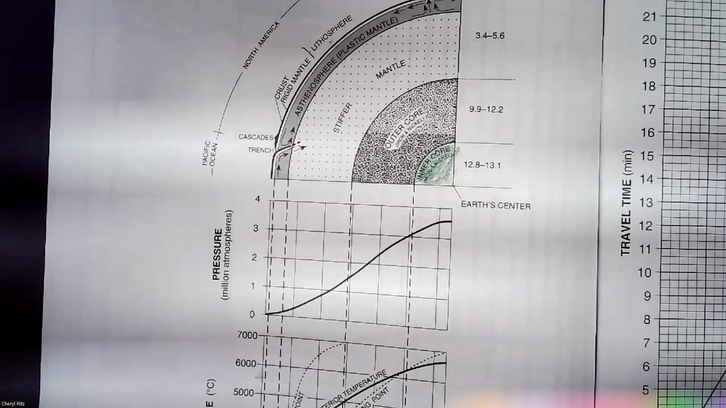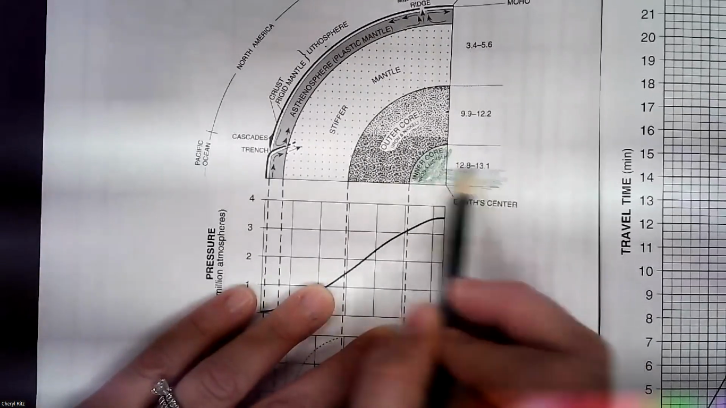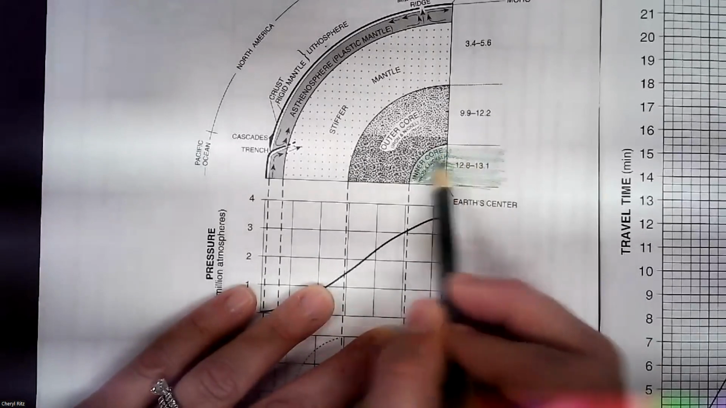It says iron and nickel. Why do you think it says there's iron and nickel there? That's what's in it. The inner core is made out of iron and nickel. Then we're going to come over here and color this 12.8 to 13.1.